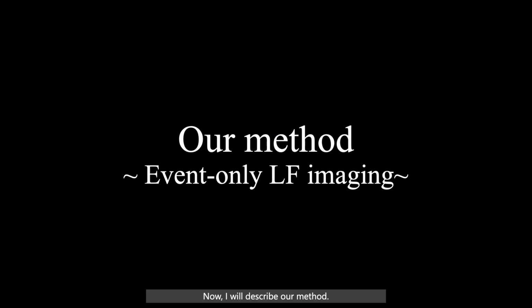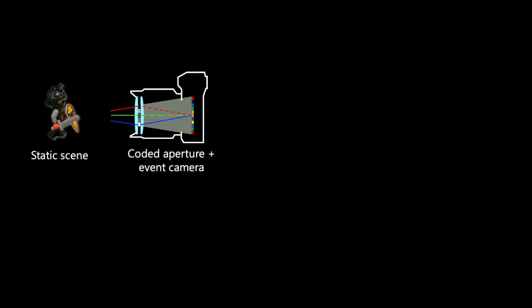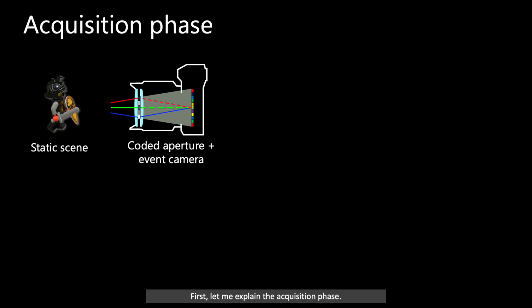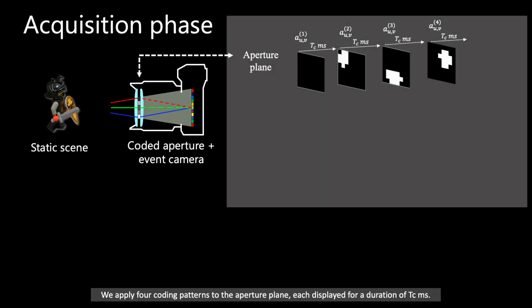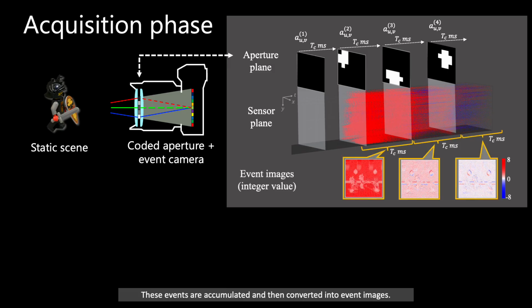Now, I will describe our method. This slide shows the flow of our method. It consists of an acquisition phase and a reconstruction phase. First, let me explain the acquisition phase. We assume a static scene and a stationary camera. We apply 4 coding patterns to the aperture plane, each displayed for a duration of TC milliseconds. By switching these patterns, we induce intensity changes to actively trigger events. These events are accumulated and then converted into event images.